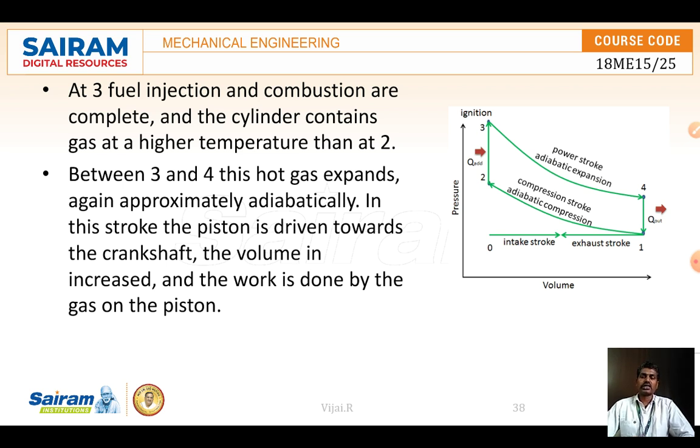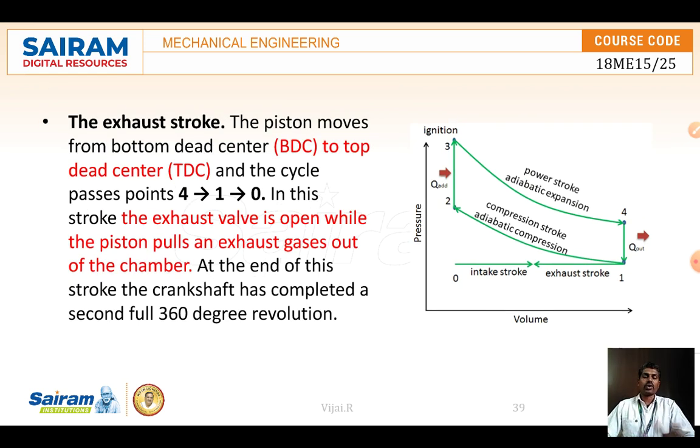Then the cylinder contains gas at high temperature. When the piston is at 2, temperature and pressure are higher. Between 3 and 4, the hot gases expand. The hot flue gases expand through an adiabatic expansion process. It creates a force over the piston and moves it, and the volume increases. After that, the exhaust stroke takes place.